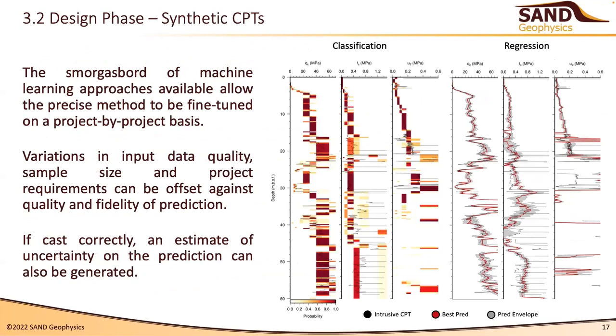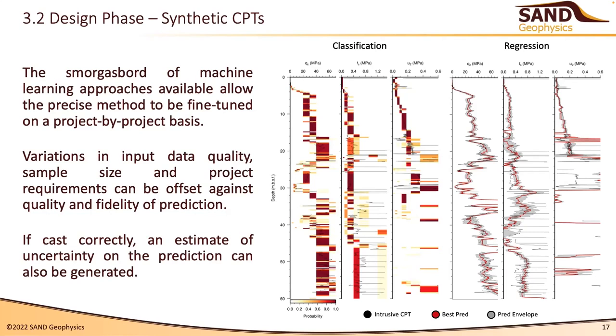Another advantage of this is that we can make the most of the smorgasbord of machine learning approaches that are available, and use the appropriate method that's best for that particular project and for that particular data. So you can vary the specific machine learning approach you choose based on the input data quality, and that includes both the geophysical and the geotechnical data. You can vary depending on the sample size, so how much data you've got to train your machine learning on, and also the project requirements. Do you need a really highly detailed prediction, or is a slightly simpler, higher level prediction actually appropriate for that project, certainly in the current project phase?